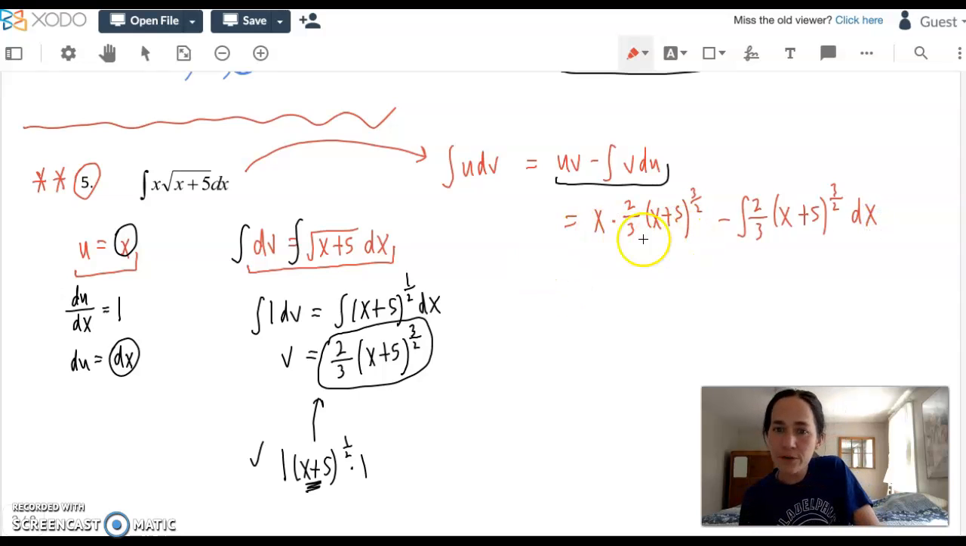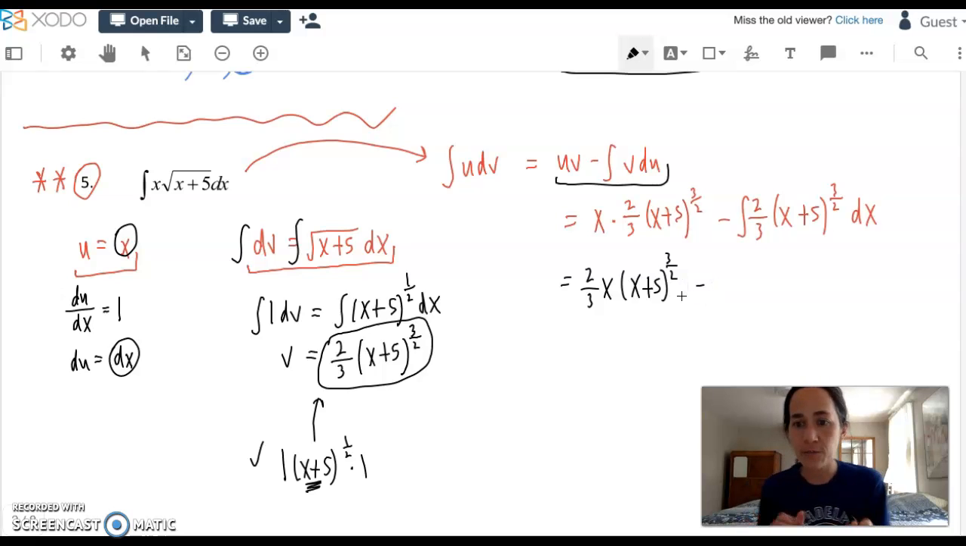So this part's pretty much going to stay the same. I might just flip-flop the order of these. And this part needs to get integrated. So let's do just that. I'll put the 2/3 x first. So 2/3 x plus 5 to the 3/2 minus.